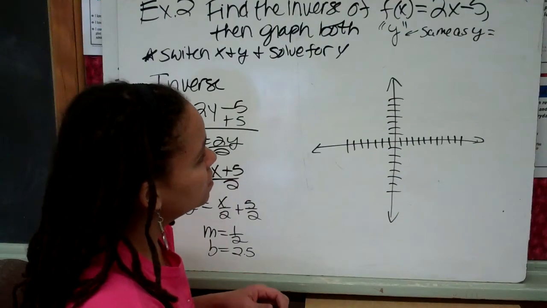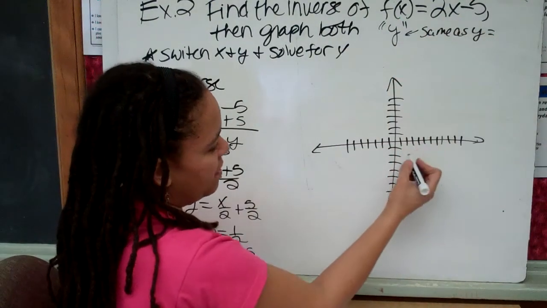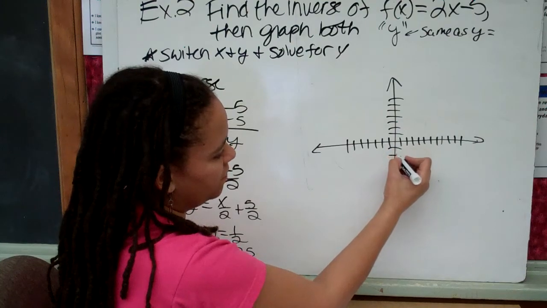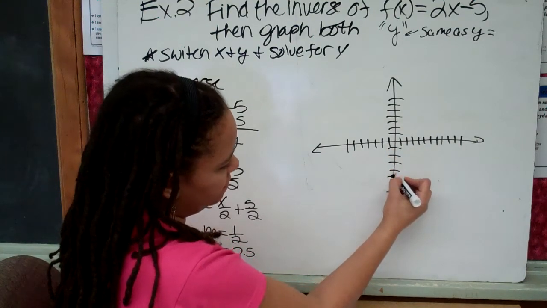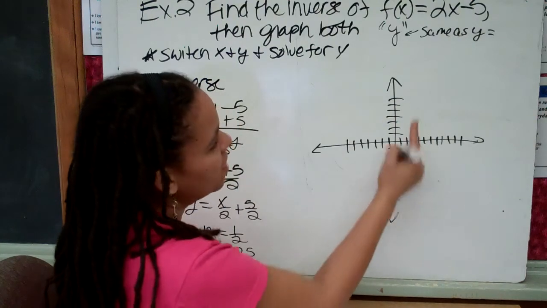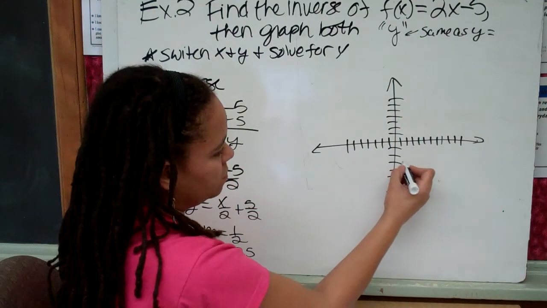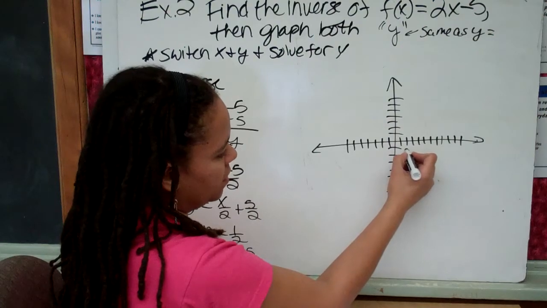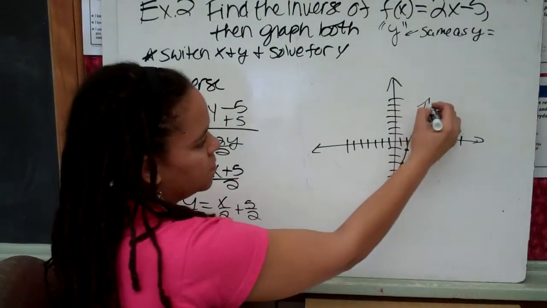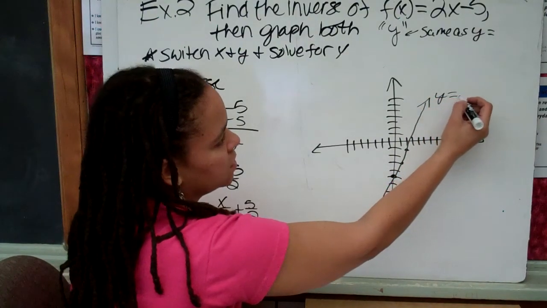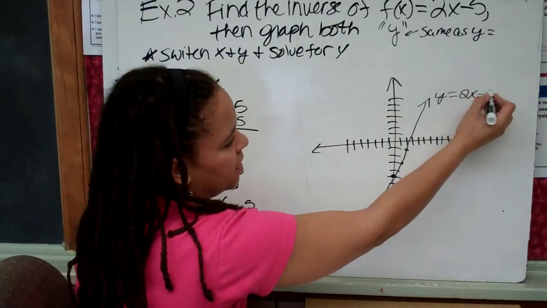The first one, y equals 2x minus 5. Well, we start at the y-intercept. This is a review of graphing. Start at -5. 1, 2, 3, 4, 5. Is that 5? Yeah. Go up 2 over 1. Up 2 over 1. Graph that line. This is y equals 2x minus 5.